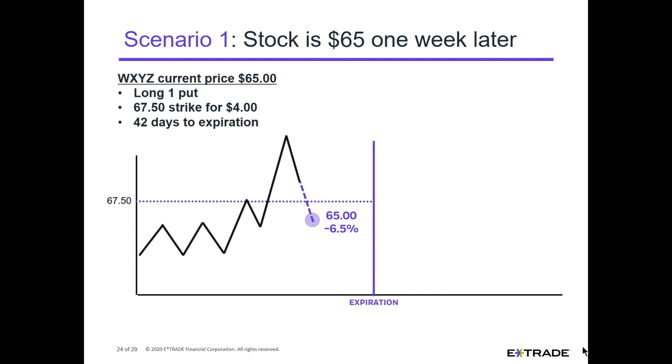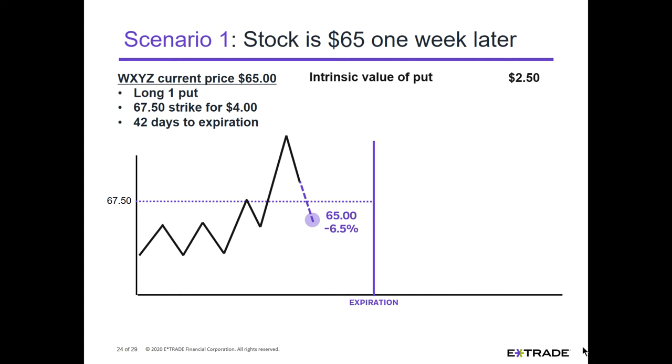Scenario one, the stock falls to 65 in 1 week. So we now have a stock at $65. We have 42 days to expiration. What's the option price likely to be? And we don't know for sure, but I'm going to walk you through the logic of how you can expect to see option prices move. First things first, intrinsic value. Does it have intrinsic value? Yes, it does. The stock is 65. It's a 67.50 put, so it's 2.5 points in the money. Therefore, $2.50 of intrinsic value.